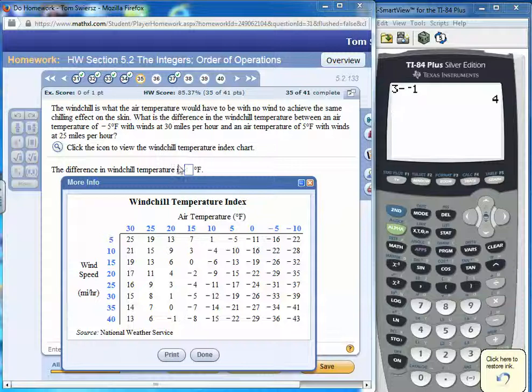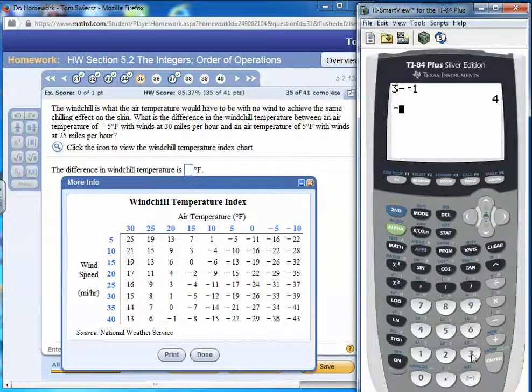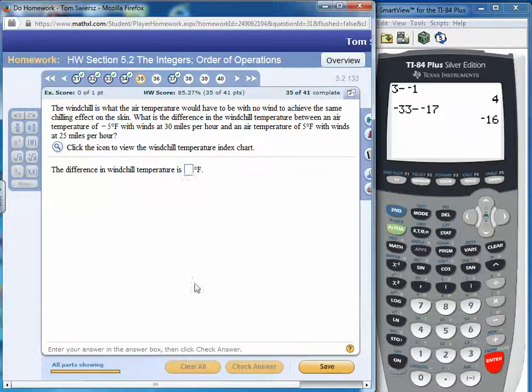Again, -5 at 30 is a -33. Subtract 5 degrees at 25, which is a -17. So we end up with, the difference is a -16. All right, very good.